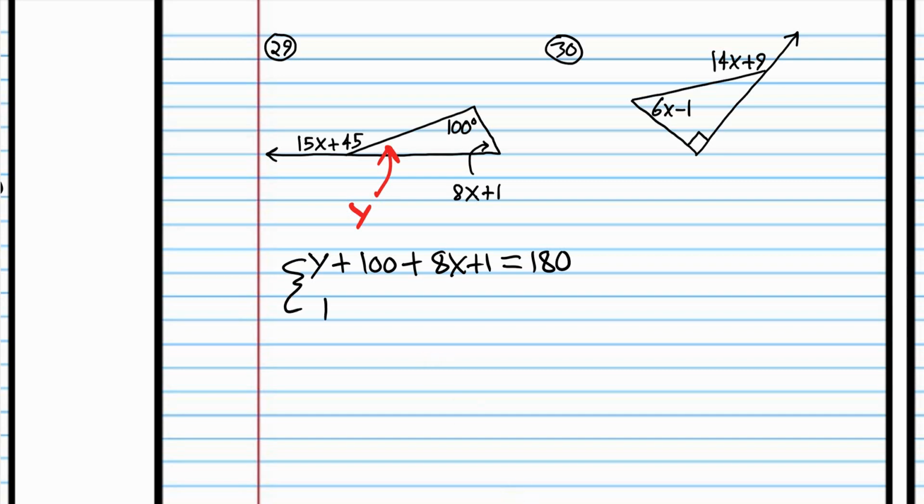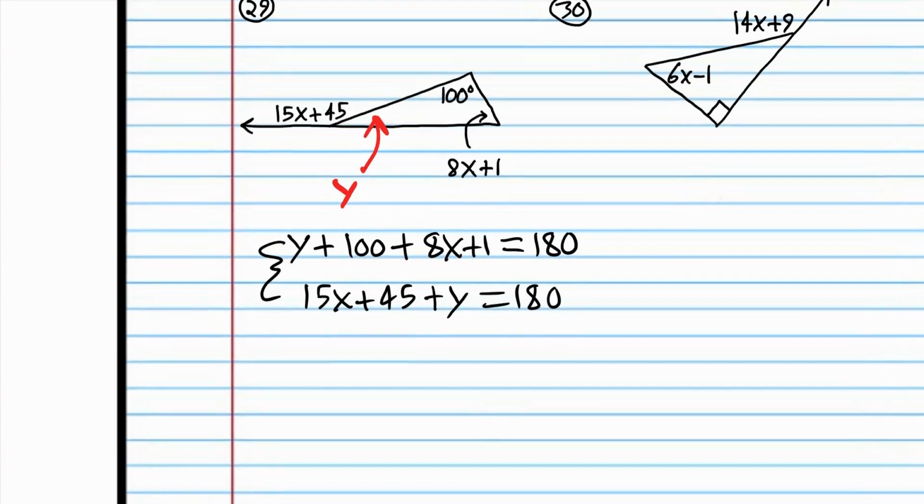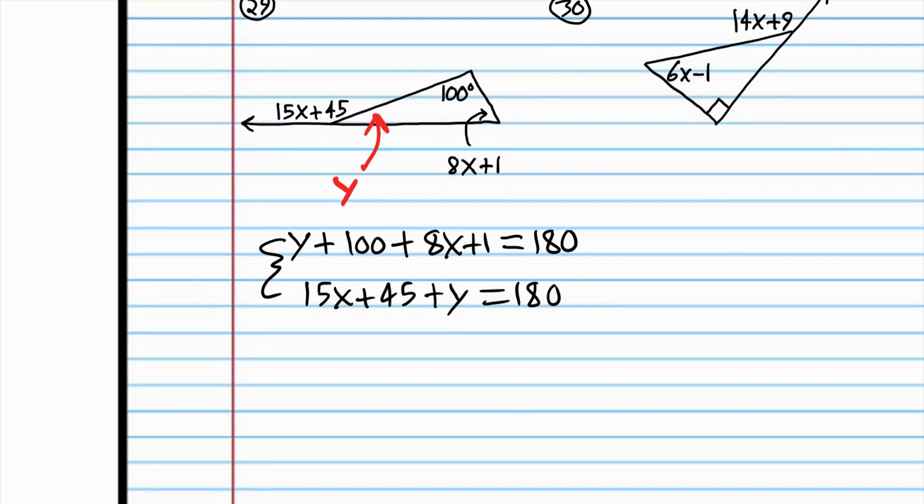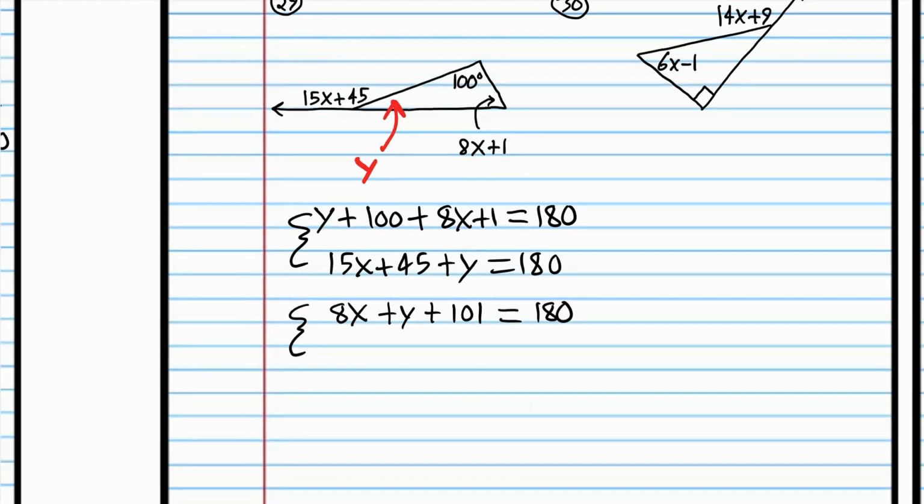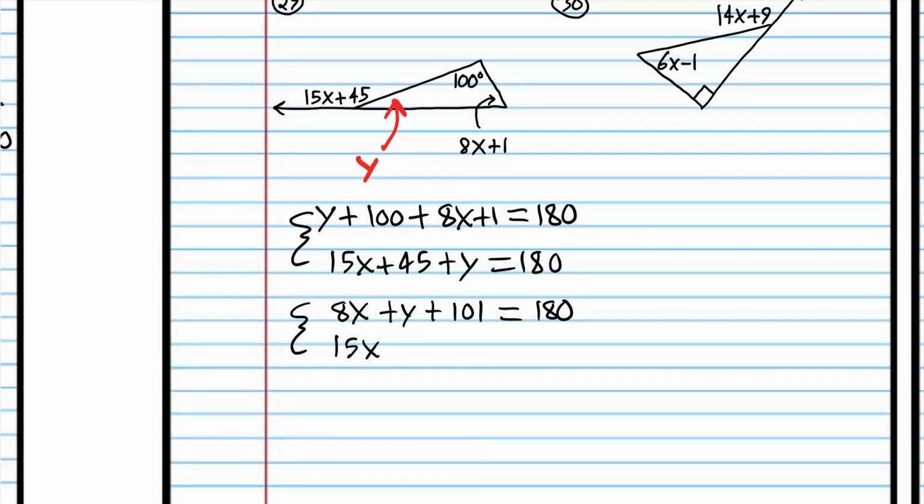We also know that by the linear pair postulate, 15x plus 45 plus y must be 180 degrees because those are supplementary angles by the linear pair postulate. Now, there's many different ways we can do this, but I'm just going to simplify. I'm going to put the x's first because that's traditional, and then add 100 and 1 to make 101. And I'm going to put the x's first again, and then the y's next to them. This is just the way that you put systems of equations together traditionally.